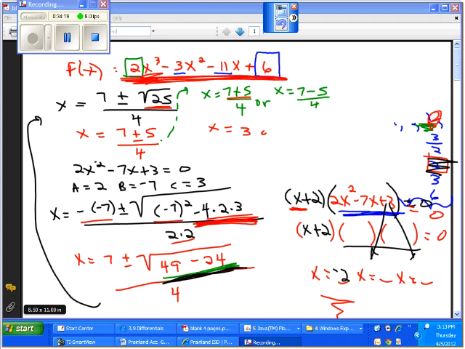Seven plus 5 is 12, divided by 4 is 3. 7 minus 5 is 2, divided by 4 is a half, and so my other two roots are 3 and 1/2. So there are the zeros, roots, solutions to this x to the third power. Any questions on how we got that?